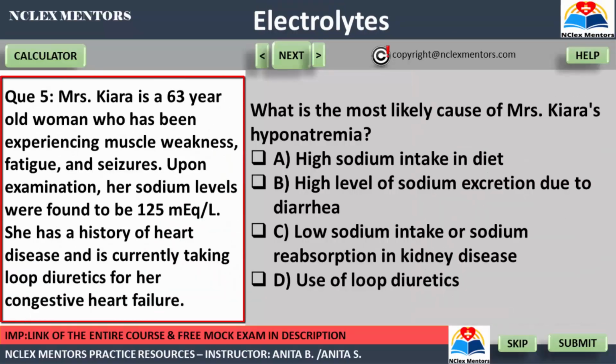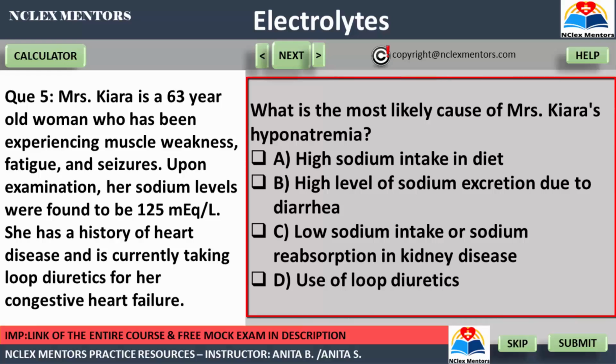Kiara is a 63-year-old woman who has been experiencing muscle weakness, fatigue, and seizures. Upon examination, her sodium levels were found to be 125 milliequivalent per liter. She has a history of heart disease and is currently taking loop diuretics for her congestive heart failure. What is the most likely cause of Mrs. Kiara's hyponatremia?